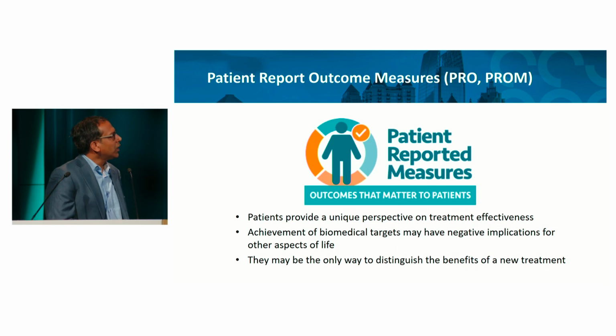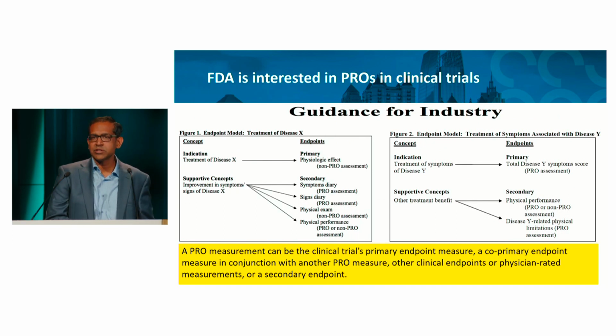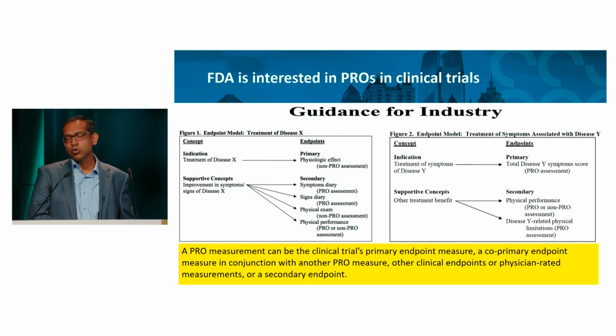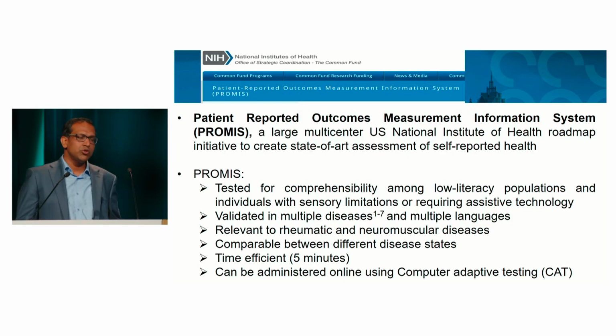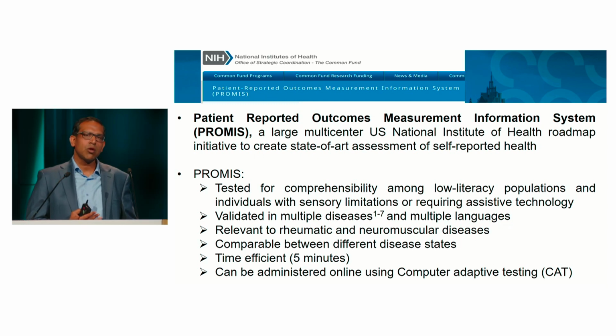Patients can tell better. And in that realm, FDA and other regulatory agencies are very interested, so much so that they have declared that a good PRO can be treated as a primary outcome measure in a clinical trial. I don't know how many of you may know PROMIS, but PROMIS is the Patient-Reported Outcomes Measurement Information System. This is a large US-based NIH initiative where they developed many state-of-the-art self-reported health outcomes. The good part is these are extensively tested, validated, and reliable tools. They're made for low-literacy populations. They're validated in multiple disease states and multiple languages. Most of them are relevant to rheumatic and neuromuscular disease. And it's very time efficient. They can also be given through computer adaptive testing, which decreases the time and effort even more.